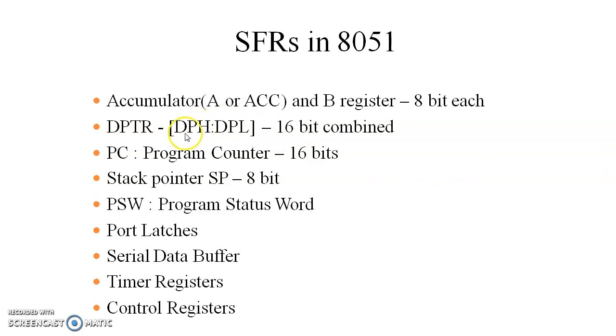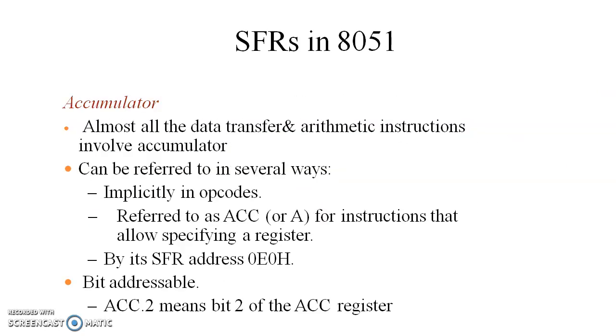DPTR is divided into two 8-bit registers, DPH and DPL, that is 16-bit combined. Program counter is a 16-bit register. Stack pointer is an 8-bit register. Program status word, that is nothing but the flags that are set after an operation, is also an 8-bit register. It also has the serial data buffer, timer registers and control registers.